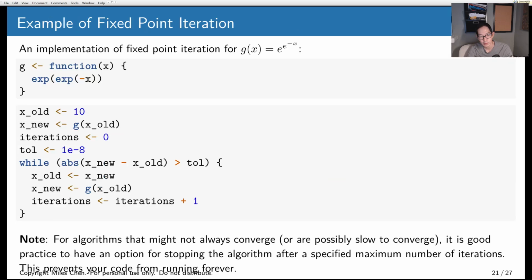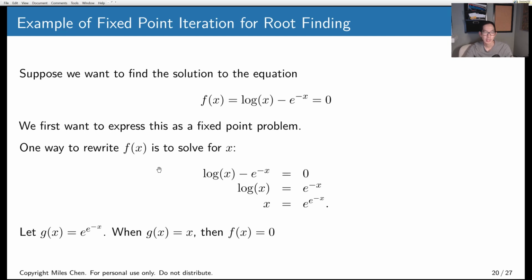But if you do have an attractive fixed point and you're able to figure out a function g of x so that the fixed points of g of x equal roots of f of x, this is one way for you to find the roots of a function. All right, so we'll end there.